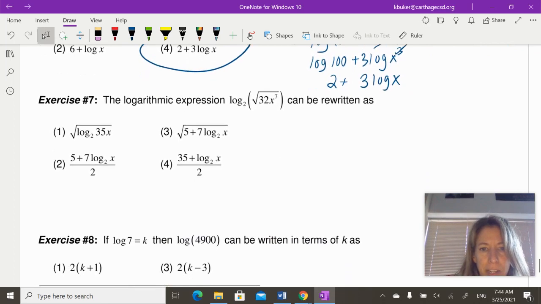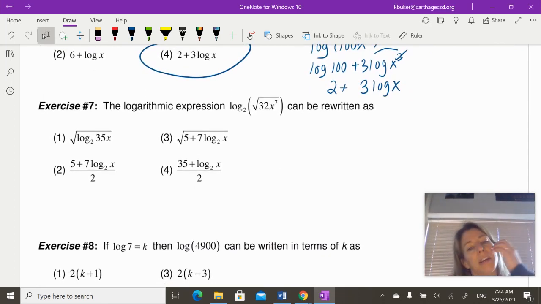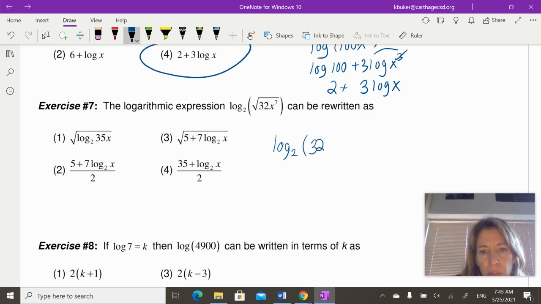All right, exercise 7. If you want to try this one on your own, you can. This one's a little bit different, though. So log base 2, in this case, the whole 32 x to the 7th is to the 1/2 power.